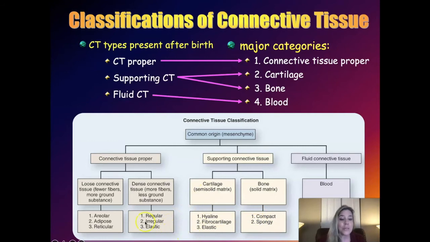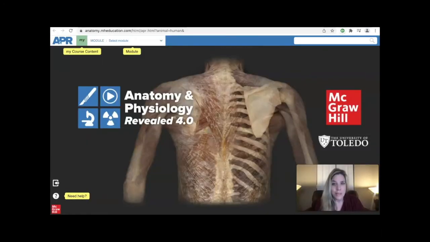Now, a place where students often get confused is that dense connective tissue, which is a kind of connective tissue proper, has elastic connective tissue as one of its subcategories, and cartilage also has an elastic type subcategory. So try to keep those straight. They both have the same name, but one is for cartilage and one is for dense connective tissue proper. So let's go ahead and take this over to AP Revealed. We're going to go back to the tissues module.